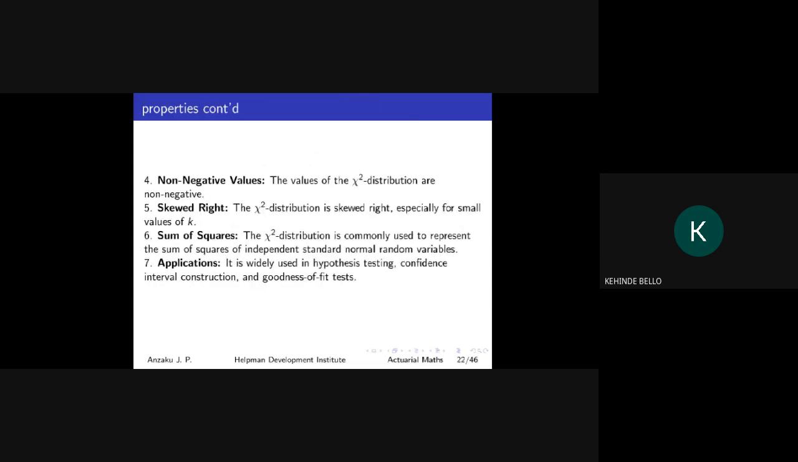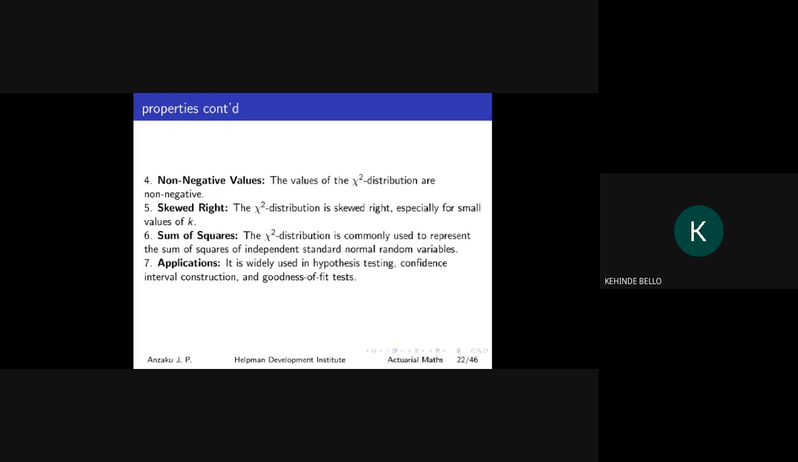The fourth property of the chi-square distribution is that the values are non-negative. So if you are working with the chi-square distribution, you can't have negative values. Then also, the chi-square distribution is skewed to the right. We understand what it means to be skewed to the right, right? If we have small degrees of freedom, the plot will be skewed to the right. It will have a shape that is concentrated towards the left, with a tail to the right. That's why we say skewed to the right. That's when the degrees of freedom is small.